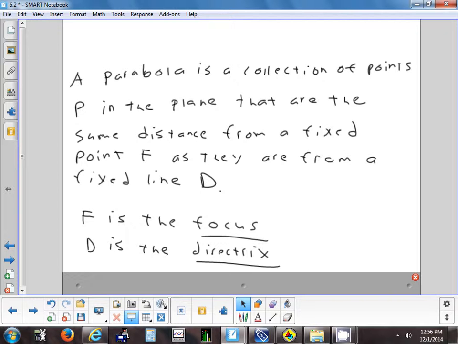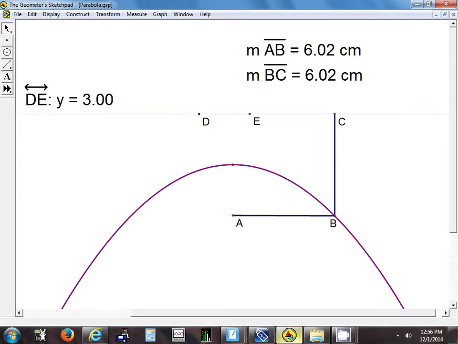Any question on the definition? So pick any point you want, anywhere on your parabola, measure the distance from that point to your focus, measure the distance from that point to your directrix, and it will always come out the same. It will always be the same. Let me show you an example. So in this example, the line in purple, that's my parabola. I labeled the focus as A, and the directrix is that line that's horizontal, line DE. It's the line y equals 3 in this case.